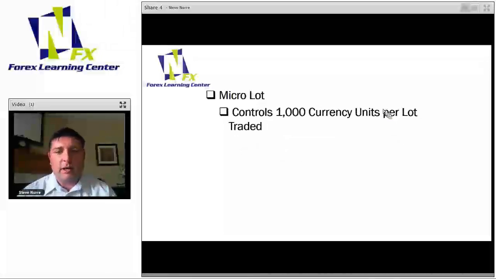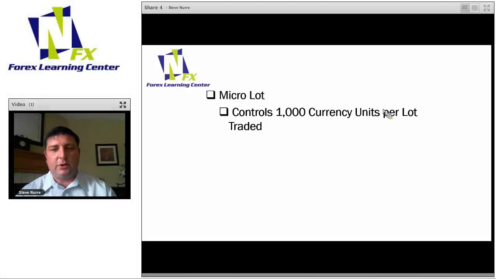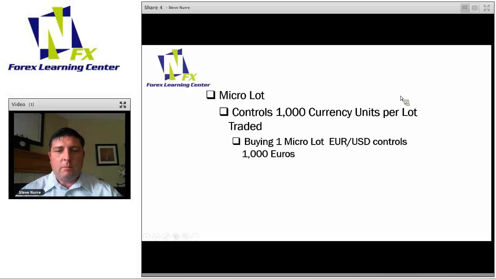And then we have what are called micro lots, which control 1,000 currency units per lot traded. When buying one micro lot of the Euro US dollar, that means I'm taking control of 1,000 euros. And what do you think is going to happen here? By having the ability to control how many lots I'm trading, that means that I'm going to be able to customize my risk. It means I'm going to be able to lower my risk in my trading depending on what size lot that I control. It's a big benefit because if you're new to Forex trading, you don't have to go in and be risking $10 per pip like on a standard lot. You can go in and actually just risk 10 cents per pip as each point moves up and down.